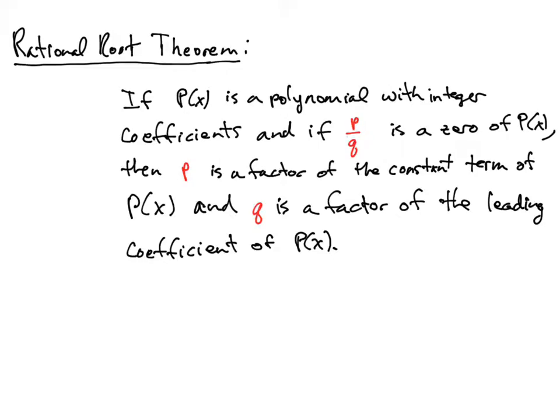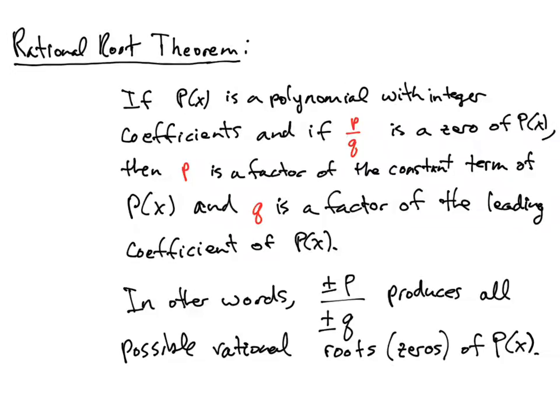Now we need one more strategy in order to be able to find most zeros of polynomial functions. Maybe not most, but it'll work often, and it's just one step further than what we've already seen. This is called the rational root theorem. It says, if we have a function p of x with integer coefficients, and if p over q is a 0 of the function, then p is a factor of the constant term, and q is a factor of the leading coefficient. In other words, plus or minus p over plus or minus q produces all possible rational roots, or zeros, of the function.